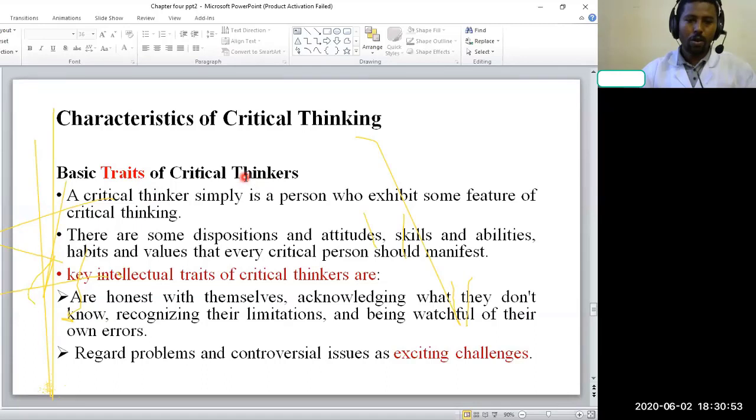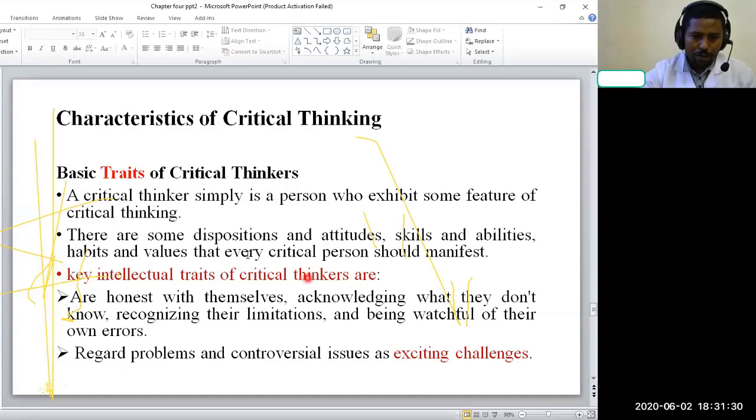So a critical thinker refers to a person who fulfills or exhibits those listed features of critical thinking. A person who has these attributes is considered a critical thinker. There are some dispositions and attitudes, skills, abilities, habits, and values that every critical person should manifest.